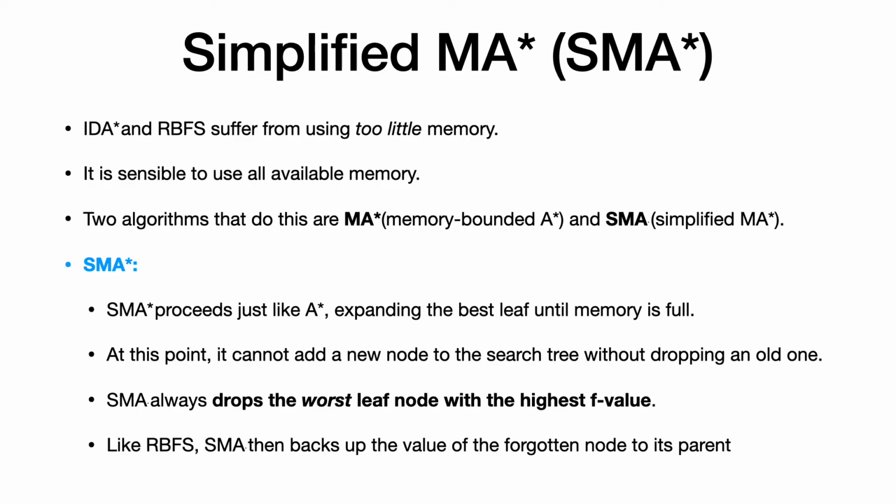The algorithm goes something like this. It expands similar to A star until the memory is full. Once the memory is full, it drops the worst leaf node, which has the highest F value, and whenever memory gets filled, it drops some of the nodes which have the highest F value. That's how the SMA star algorithm works. Thereby it utilizes the memory more effectively if we have the memory. So this is another algorithm which also comes under the memory bounded heuristic search algorithms.